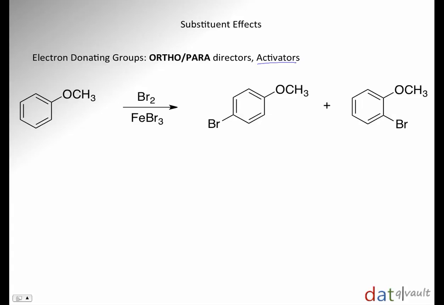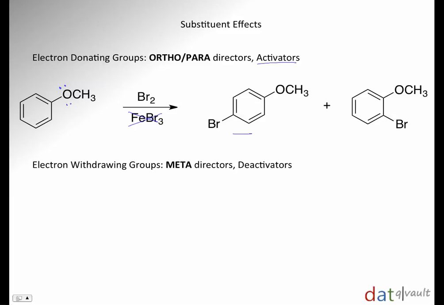An example of an electron donating group is this methoxy group. This molecule right here is known as anisole. This oxygen has two lone pairs of electrons that are able to donate into the aromatic ring to make this aromatic ring, A, more nucleophilic, and B, direct the electrophile to substitute at the ortho position here or the para position here. What's cool about this reaction is that when you have a strong activator like this methoxy group, you don't even need a strong Lewis acid to promote this reaction. It'll just go in the presence of Br2.